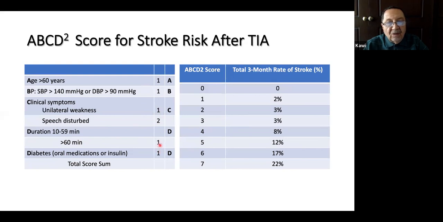And then we calculate how many points that we got. And if the score is 0, the risk at 3 months percentage is 0. If the patient has all of these factors, then score is 7, and the risk within 3 months, there is 22% of a stroke happening after a TIA.